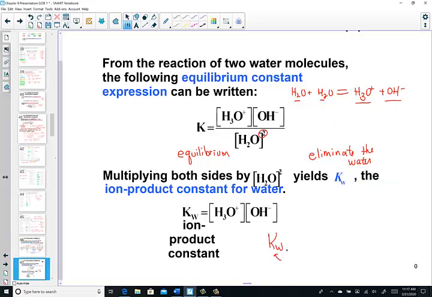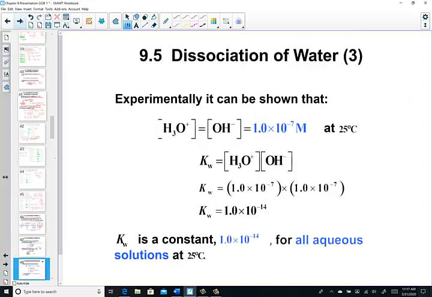That's Kw for water. And all that's left then is the concentration of hydronium times the concentration of hydroxide, the acid ion and the base ion, which when multiplied together give a constant. You know what that means in math? A constant means it's always the same number. And if we look at that number, we can actually solve for it. It's 1 × 10^-14.